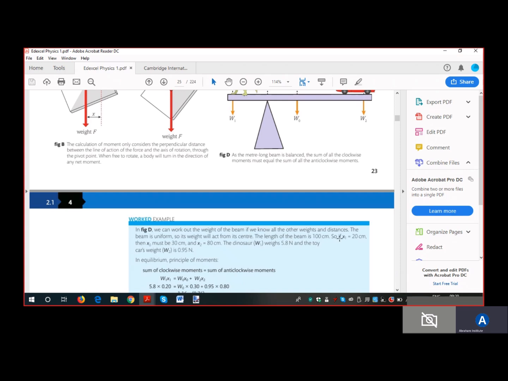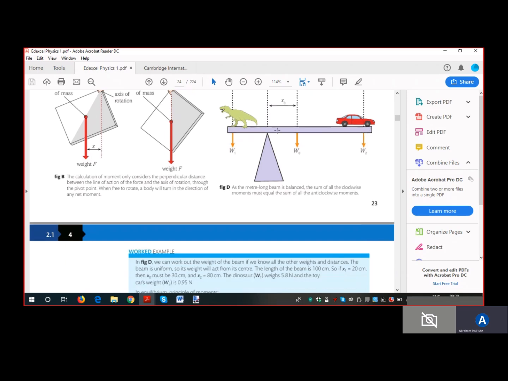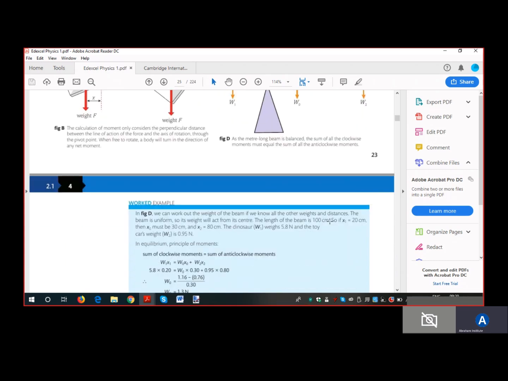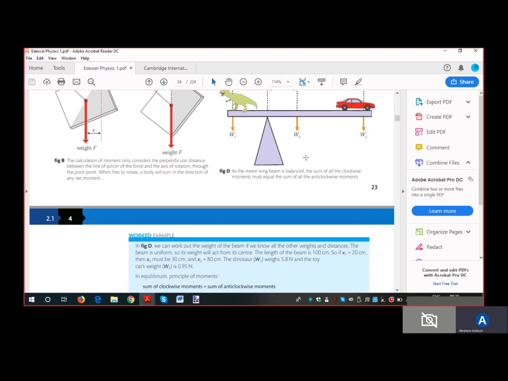The length of the beam is 100 centimeters. They have given this is 100 centimeters. Okay, so this is some toy. They are using 100 centimeters. So if x1 is equal to 20 centimeters, this one x1 is 20, the whole beam is 100. So then x2 should be 100 minus 20. So x2 should be 80. You can see here, 80.